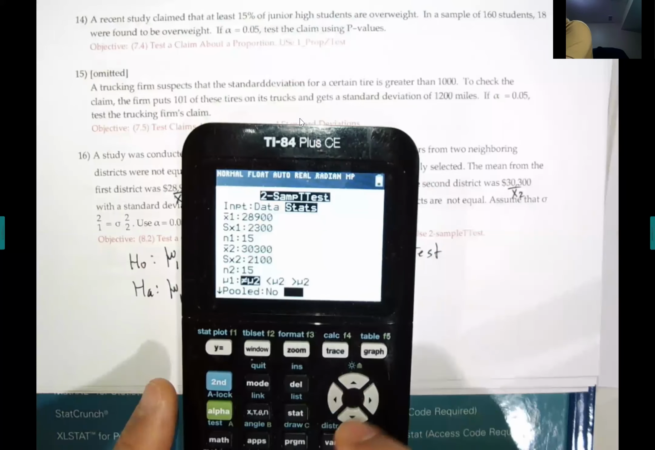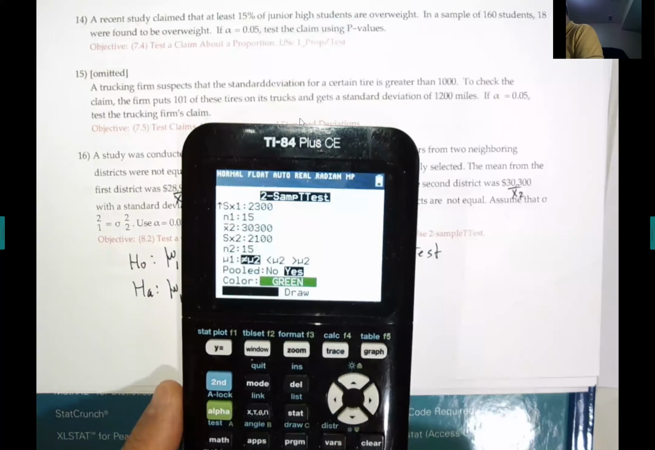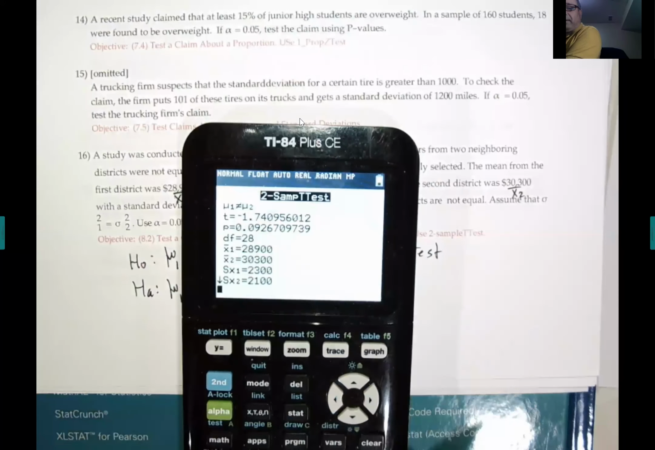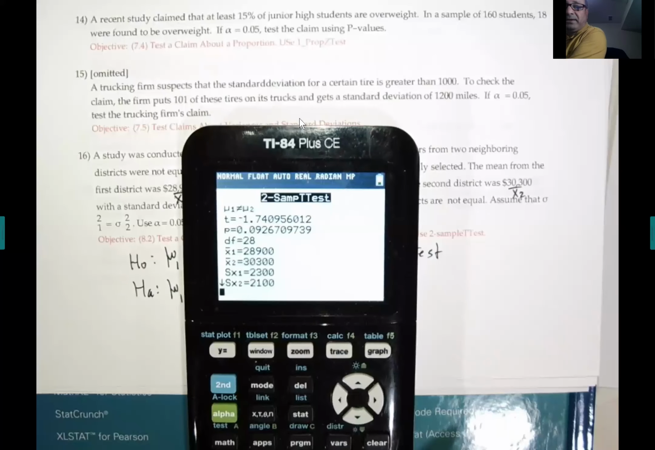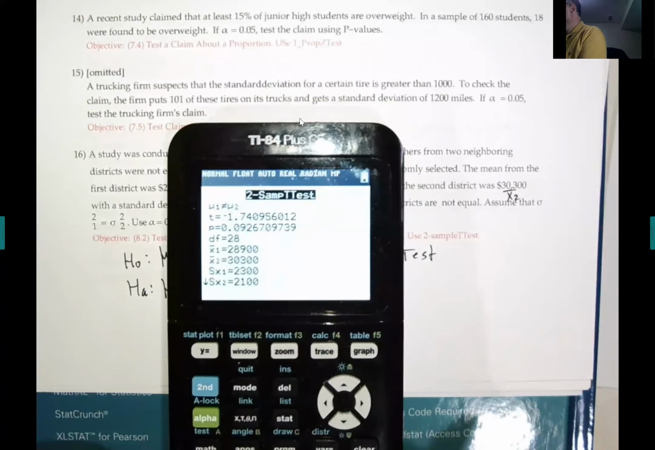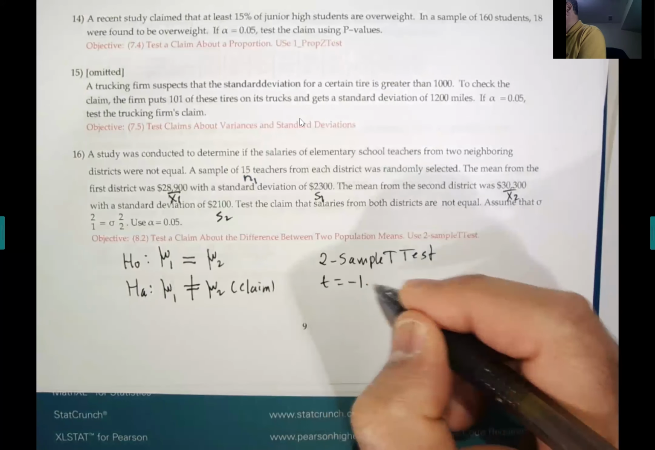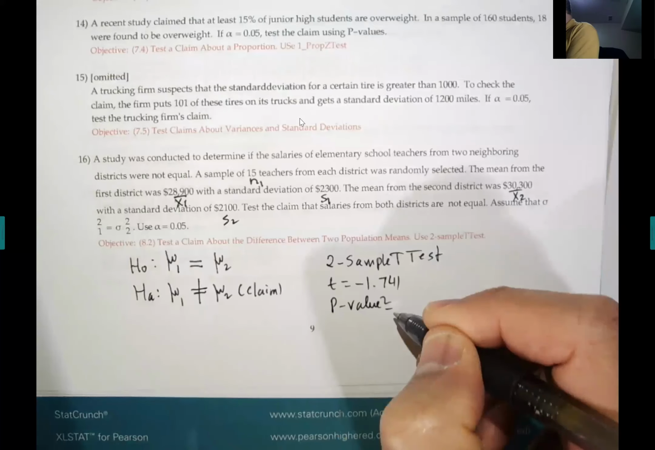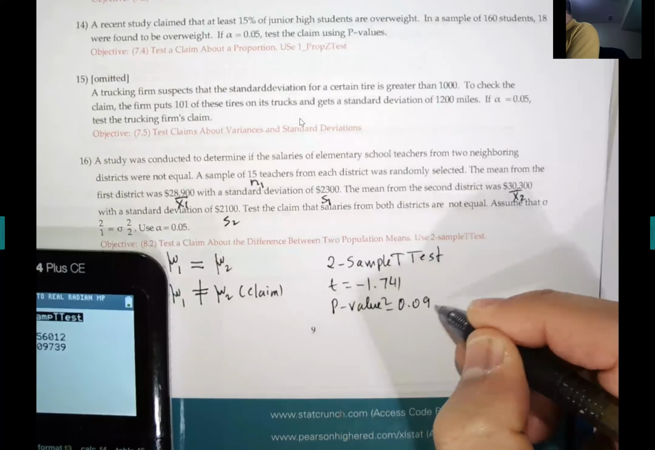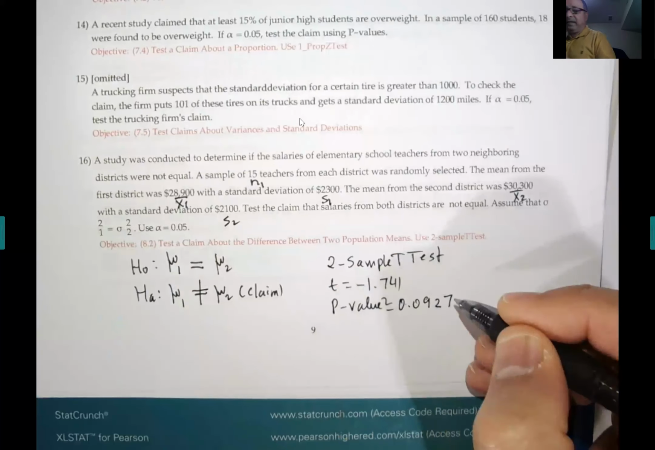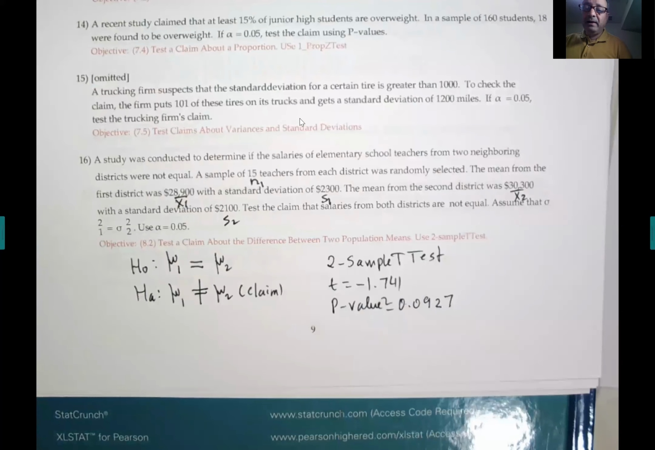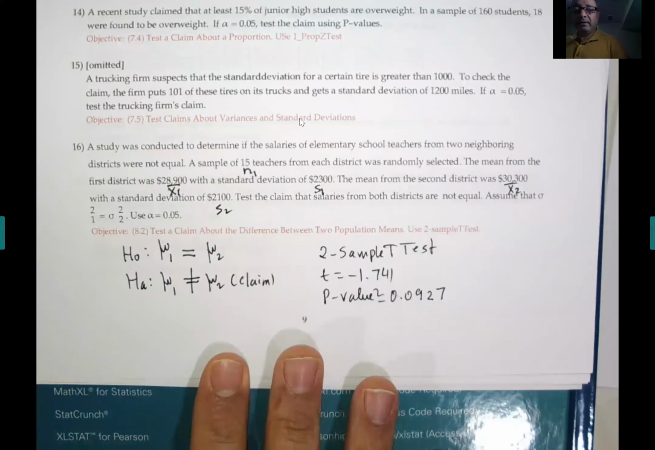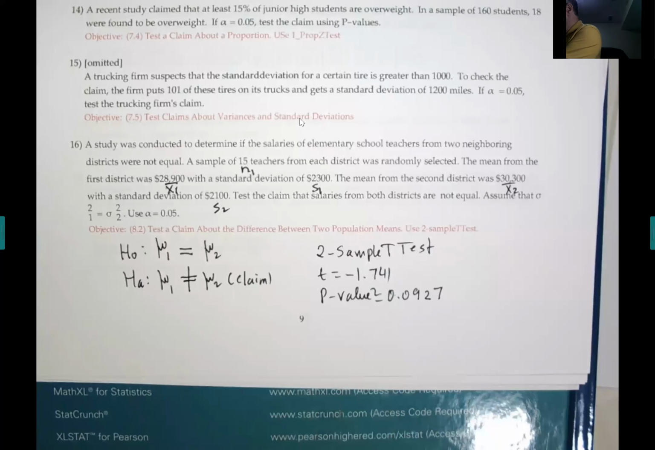And calculate. I'm ready. And here are the answers. All you need, guys, are the first two values, the T and the P. So T is negative 1.741. And the P value, let me write it down to 4 decimal places, 0.0927. And alpha is 5%. So again, we're going to fail to reject. Okay, we failed to reject the null hypothesis.